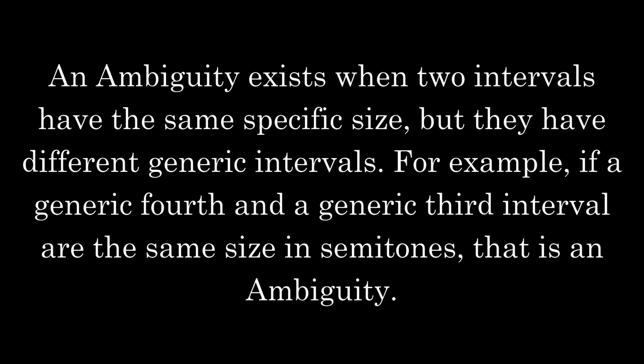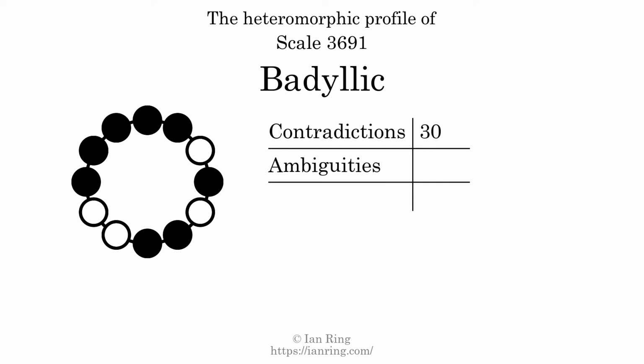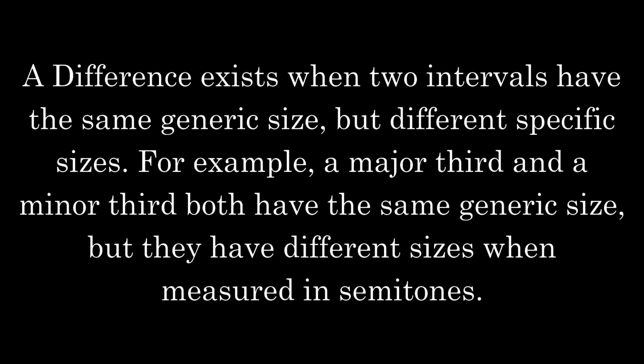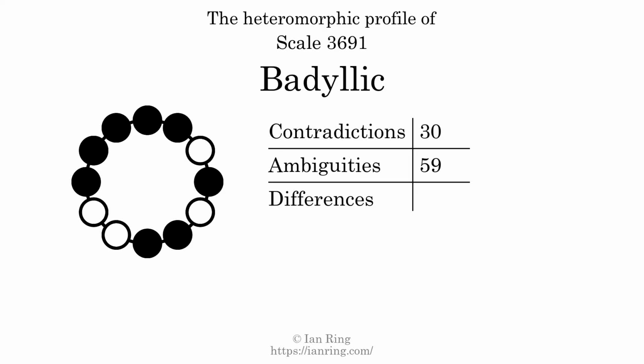An ambiguity exists when 2 intervals have the same specific size, but they have different generic intervals. For example, if a generic fourth and a generic third interval are the same size in semitones, that is an ambiguity. The number of ambiguities in this scale is 59. A difference exists when 2 intervals have the same generic size, but different specific sizes. For example, a major third and a minor third both have the same generic size, but they have different sizes when measured in semitones. The number of differences in this scale is 140.